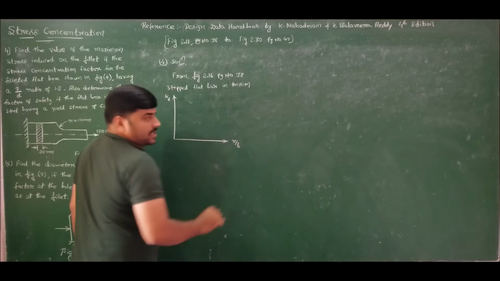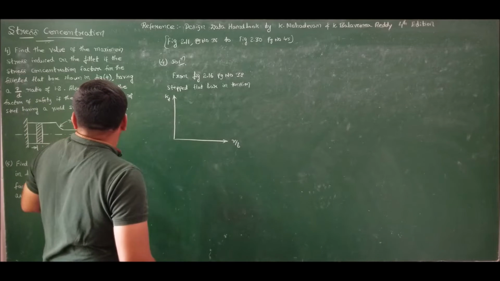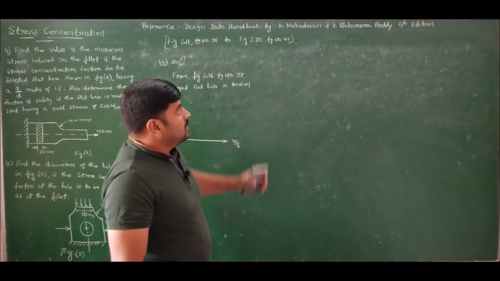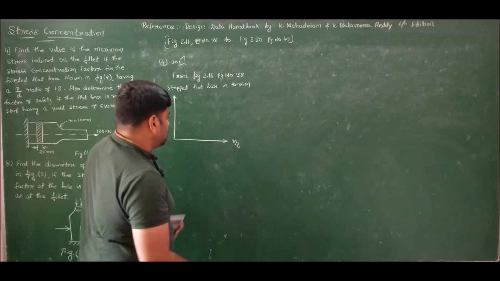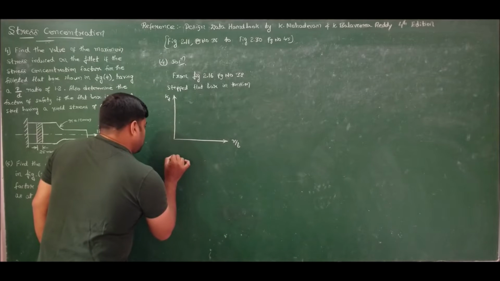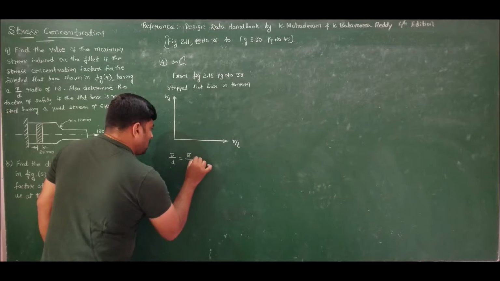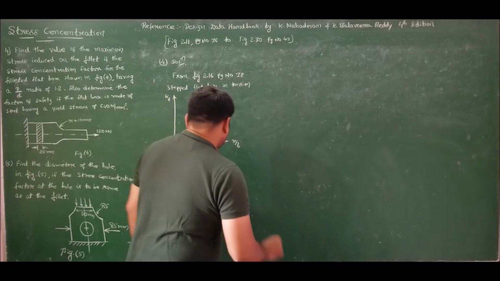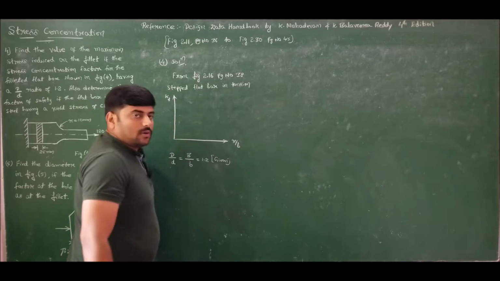Now if I observe the figure, they have given the ratio of D by d, which is nothing but capital B by small b according to our convention, referring to the design data handbook written by K. Mahadevan and K. Balaveera Reddy. We are referring to the 4th edition. So the data given for us is capital B by small b equal to 1.2.